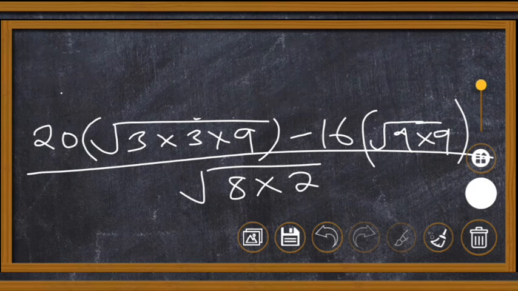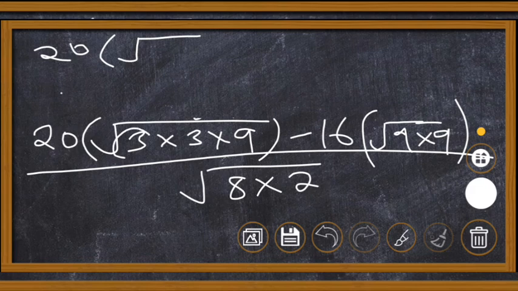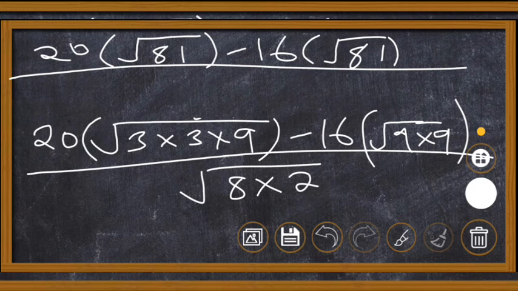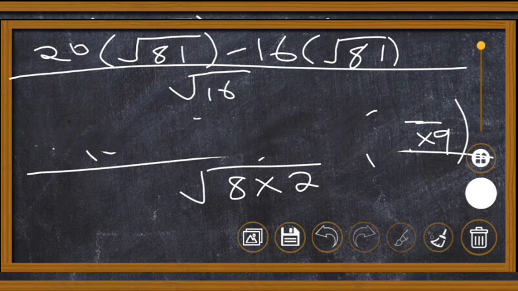So let's wrap the top part here since we have already simplified the given expressions. We are going to remain with 20, then root of, when we multiply 3 multiplied by 3, we are going to have 9. Then 9 multiplied by this 9 here, we are going to have 81. And then minus 16 outside the brackets. So we have root, then 9 multiplied by this 9 here, we are going to have 81. Down there we have the square root. So 8 multiplied by 2, we are going to have 16. So let's now wrap the down part here.